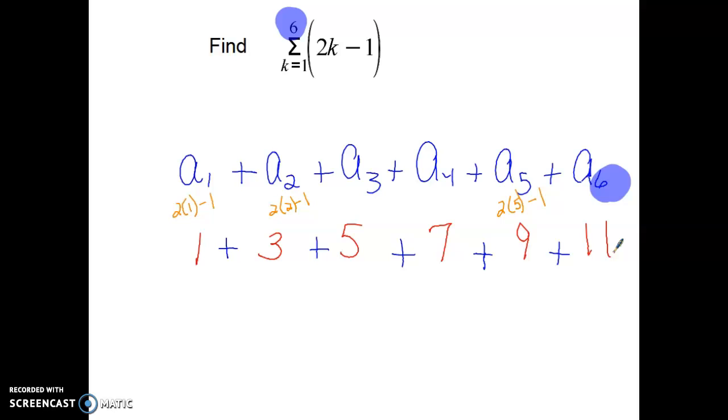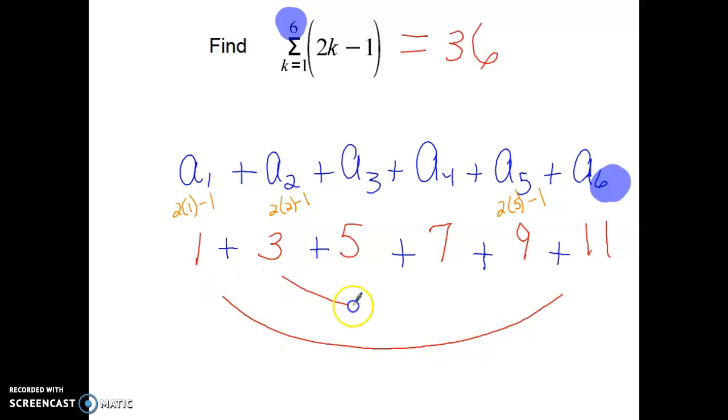And then the last thing, because this is called summation notation, we actually have to find a sum. So it's very similar to a series. In this one, my sum should equal the number 36. And if we look at it, because it's arithmetic, I can group these into 3 groups of 12. So it does equal 36.